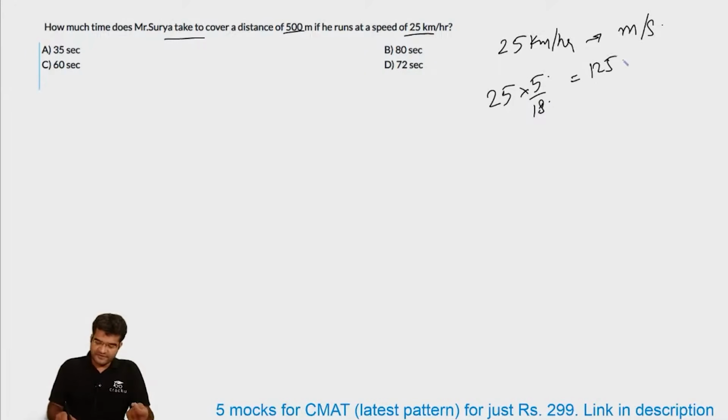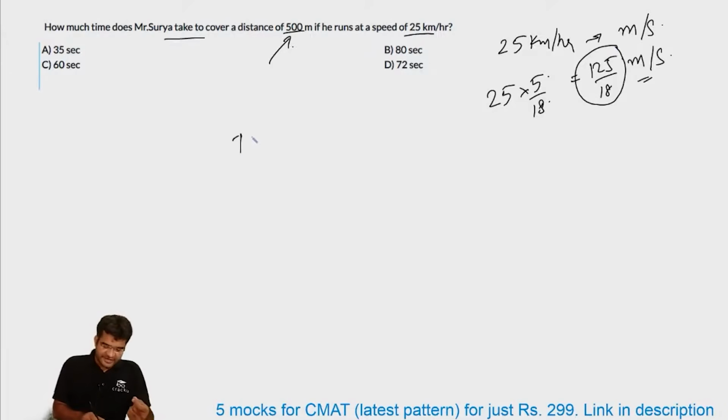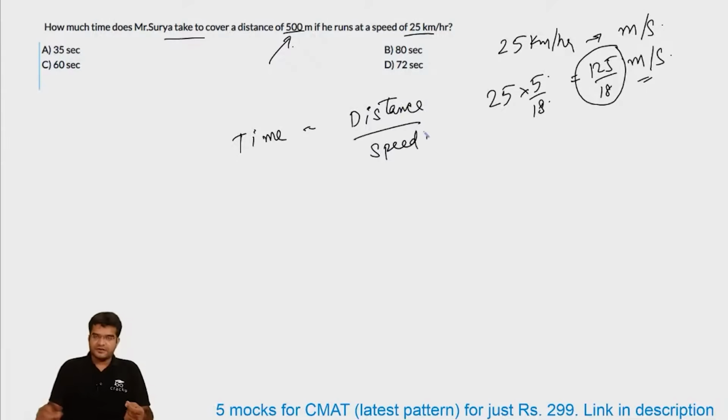Or this is equal to 125 by 18 meter per second. This is the speed of Surya. So every second he is covering 125 by 18 meters. So how much time will it take to cover 500 meters? We know that the time taken is equal to distance that has to be covered divided by the speed. Always ensure that the units are in the same format. Here you have meters, so you want the units of speed also to be meter per second and not kilometers per hour. That is the reason you have converted it from kilometers per hour to meter per second.